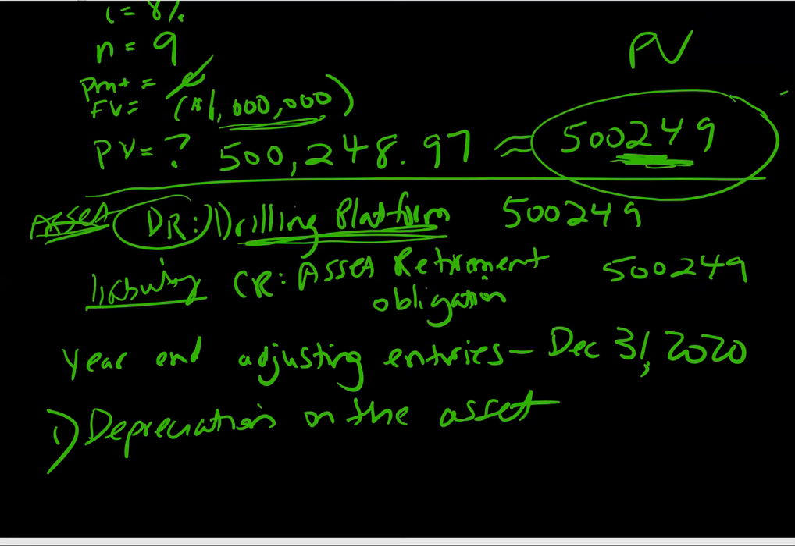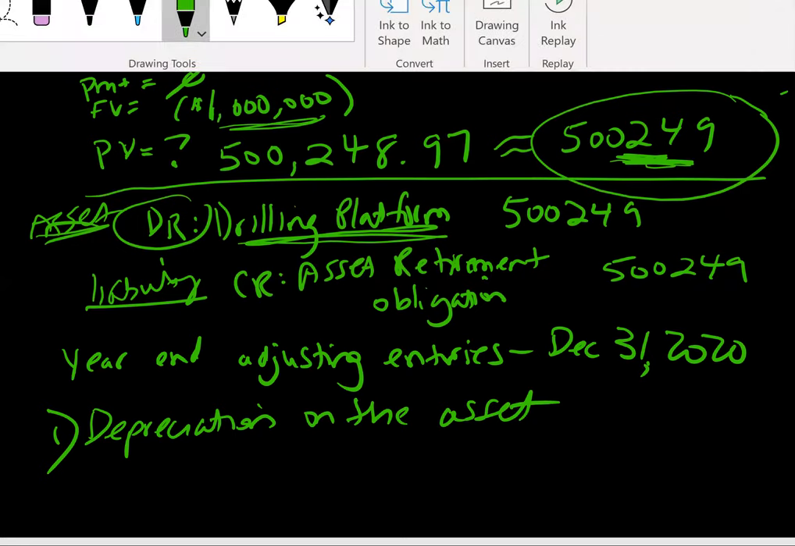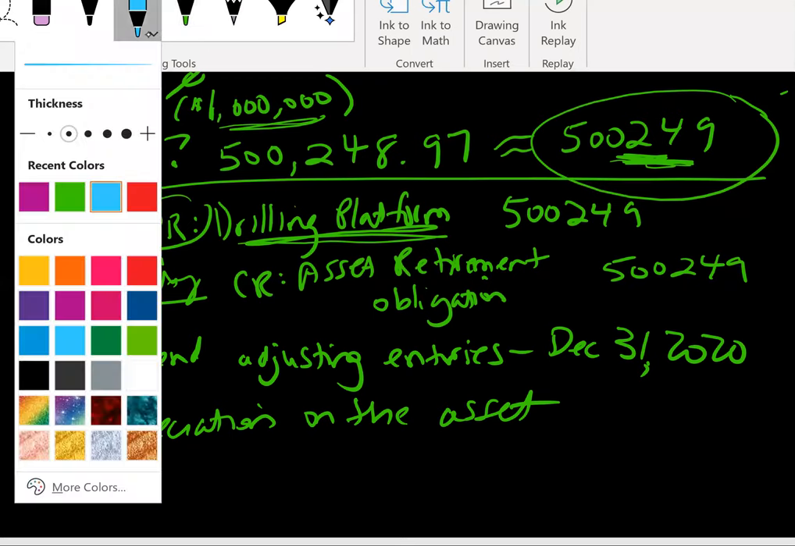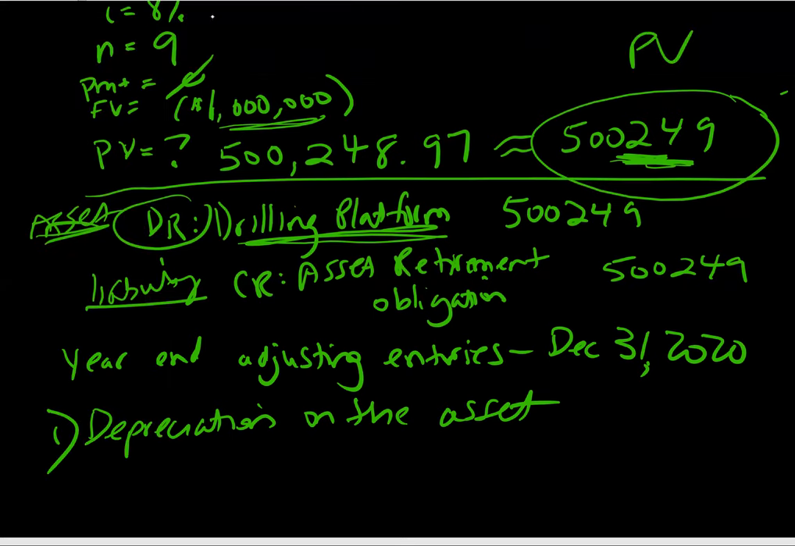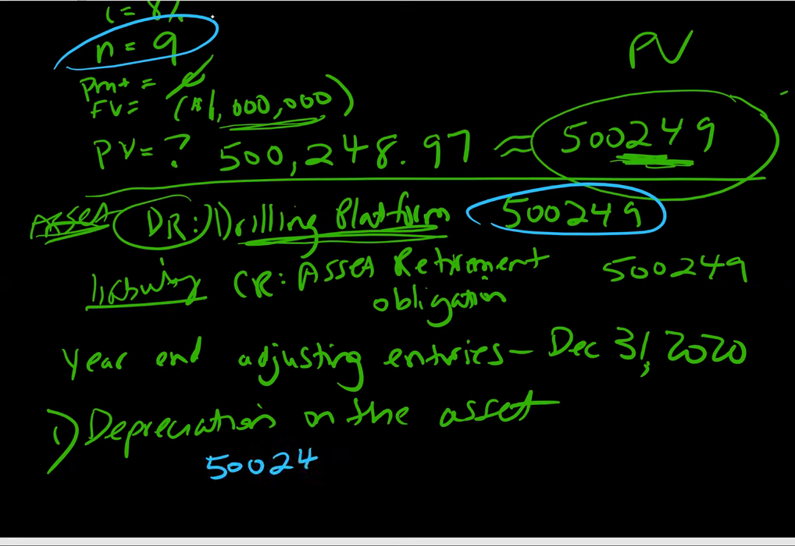Okay, and this depreciation, I'm just going to change my color here so we can be clear. Okay, so depreciation on the asset. We know that we've got our asset here is $500,249, and we also know that it has a useful life of 9 years. So to calculate our depreciation expense, we're simply going to have the value of the asset, $500,249, divided by 9 years. We're going to do straight line amortization here.